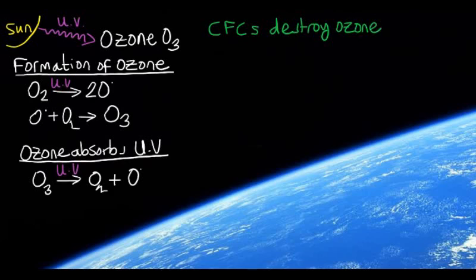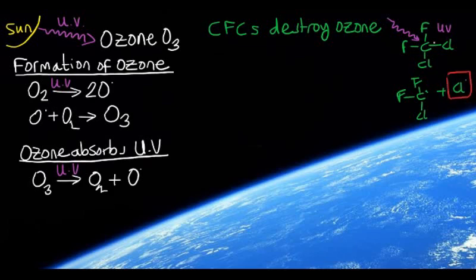A CFC, or chlorofluorocarbon, is a compound that contains carbon, fluorine, and chlorine, like dichlorodifluoromethane. And when ultraviolet radiation hits that molecule, it causes the carbon-chlorine bonds to split up, and that forms a difluorochloromethyl radical. It's a bit of a mouthful. And a chlorine radical, a chlorine atom with an unpaired electron. And that chlorine radical is the thing that destroys the ozone. So let's have a look at how that happens.